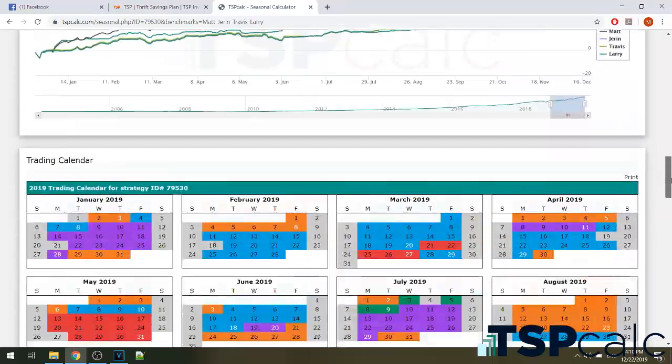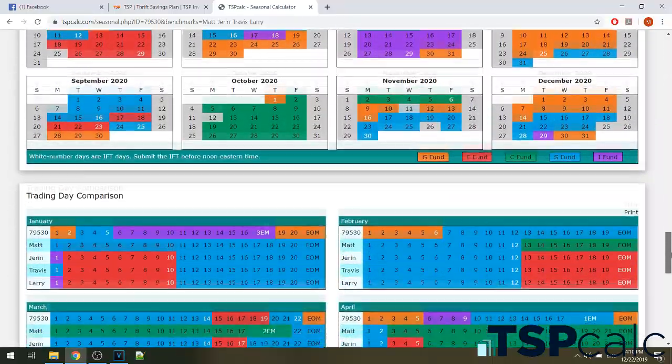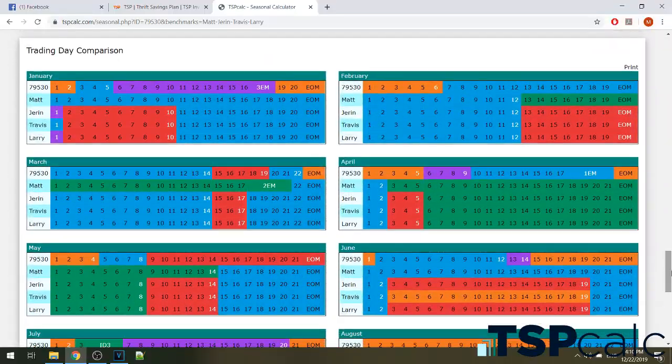Oh, one final feature at the very bottom is called Trading Day Comparison, and that lets you see these strategies and their trades side by side. So 79,530 starts the year out in the G Fund. It's going to make a trade on the 2nd trading day to the S Fund, and then make a trade on the 5th trading day into, I believe that's the I Fund.